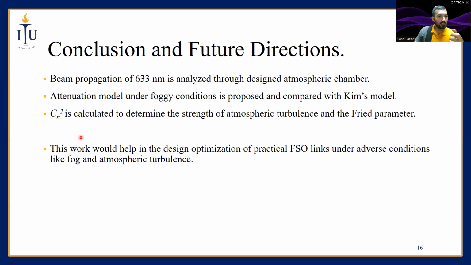And Cn squared has been calculated for different temperature gradients. From this Cn squared, we have calculated the strength of atmospheric turbulence, and we have also calculated the Fried parameter. The future direction will be that this work would help in design optimization of practical FSO links under adverse conditions of fog and atmospheric turbulence.